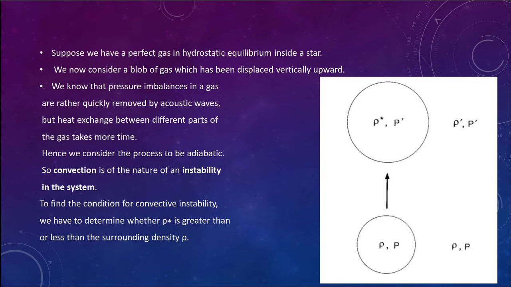All this is happening only for the system to be in an equilibrium position and to be stable, that is, with the least energy. Stability corresponds to least energy, as we all know. So convection is of the nature of instability of the system. To find the condition for convective instability, we have to determine whether rho star is greater or less than rho dash, so that we can determine which of these two cases is applicable here. Next slide.